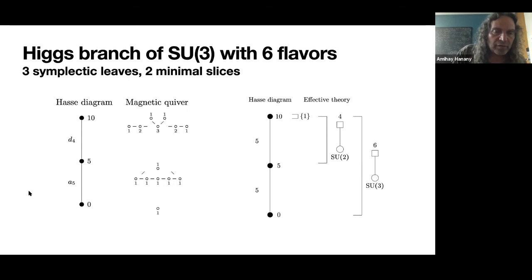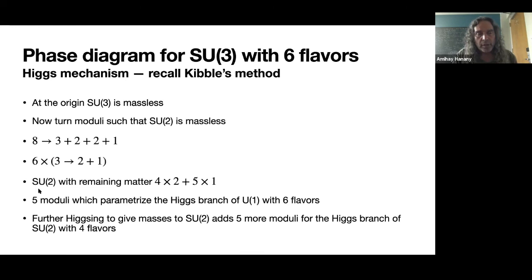Okay, so we figured out the bottom part of the Hasse diagram using the Higgs mechanism. Next, I'm left with the theory of SU2 with four flavors. So I can ask, how can I Higgs this theory? There's no subgroup. This is a basic theory. SU2 with four flavors is one of those slices that are fundamental, minimal. The dimension of the moduli of the Higgs branch of SU2 with four flavors is five quaternionic, and when I tune those moduli to the origin, I reach the phase where SU2 is unbroken.